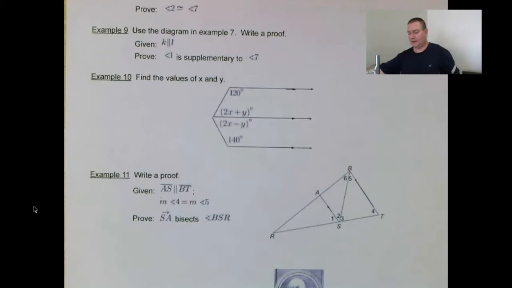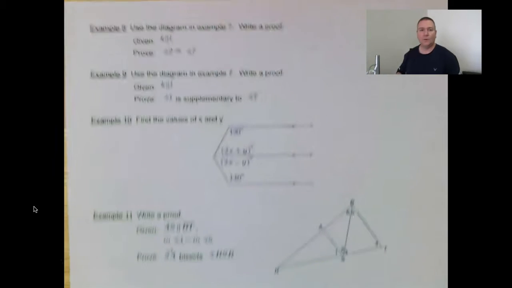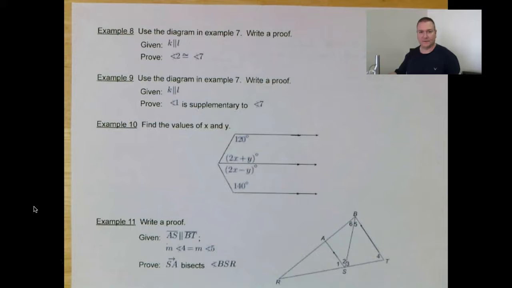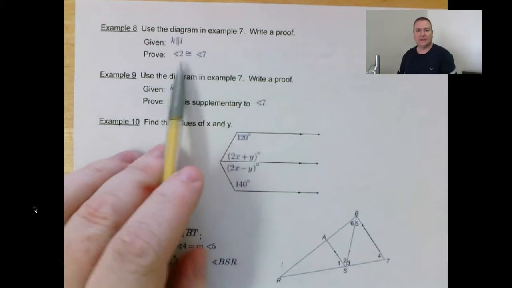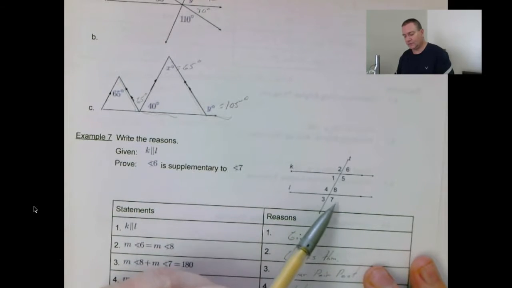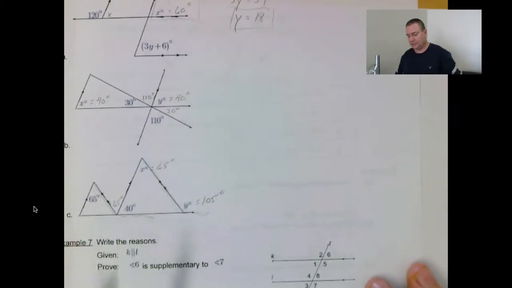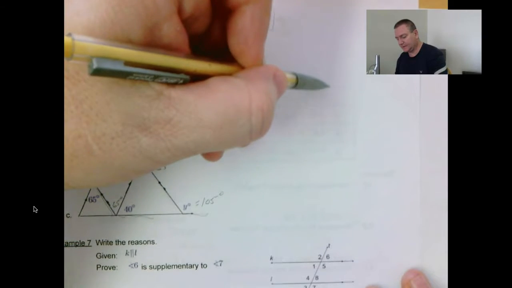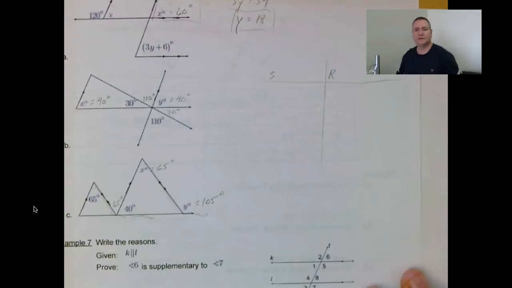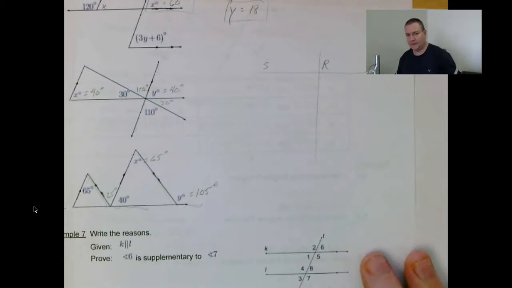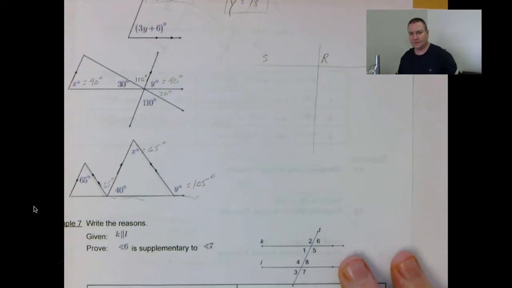Okay. Example 8. We're going to use the diagram from example 7, this one here, to write the proof. So we still have line K parallel to line L, but this time our goal is to prove angle 2 is congruent to angle 7. So I'm actually going to do that up here because I have the space. Statements, reasons. You see that? Yep. I think if I do this, I can have the diagram as well.